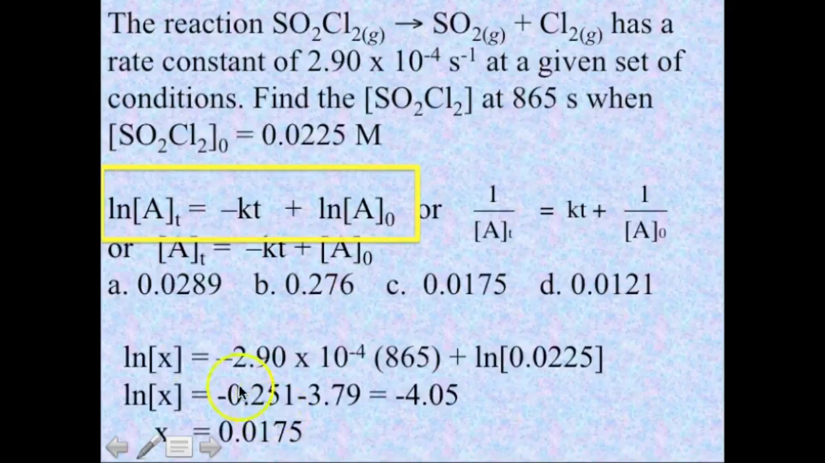We'll discuss it. All right, so here we go. The natural log of x equals minus 2.9 times 10 to the minus 4, the rate constant, times 865 plus the natural log of the initial amount of sulfuryl chloride, 0.0225. So working that out, you should get 0.0175 molar for the concentration of sulfuryl chloride at 865 seconds.